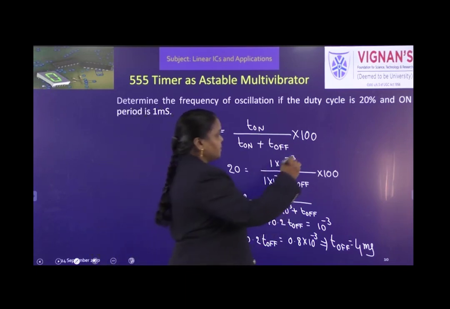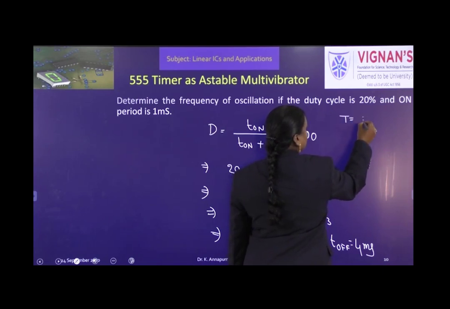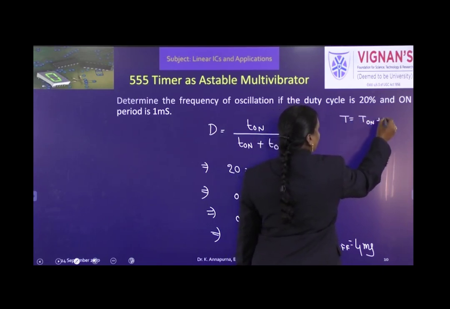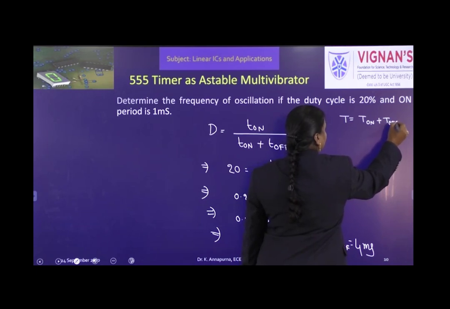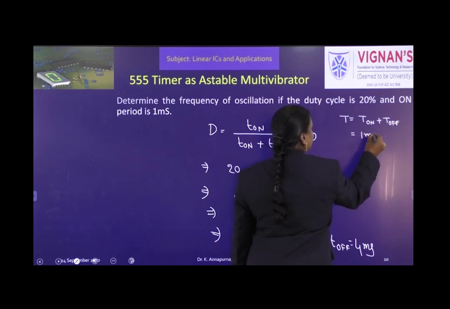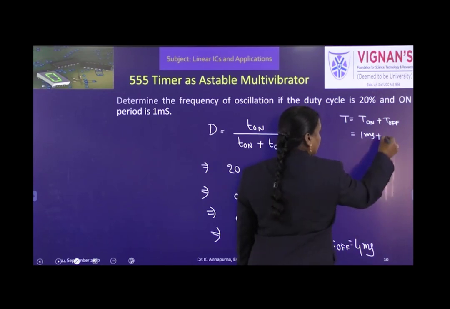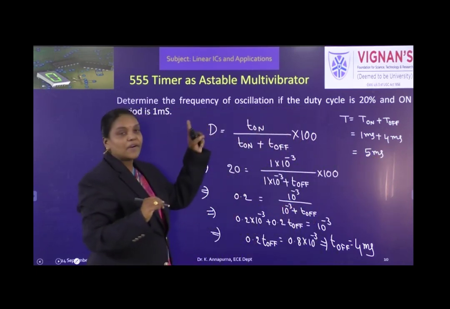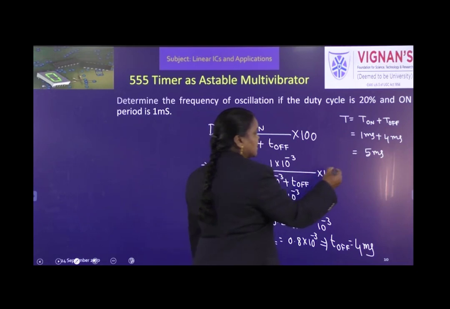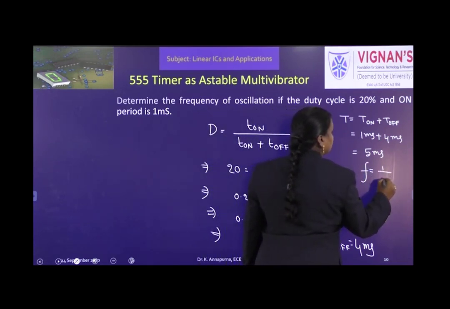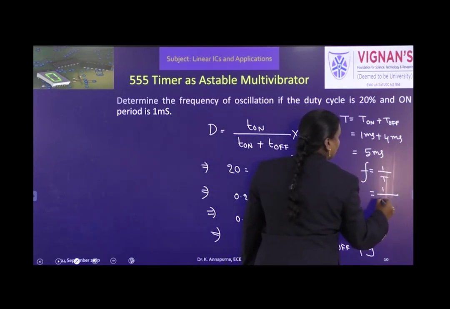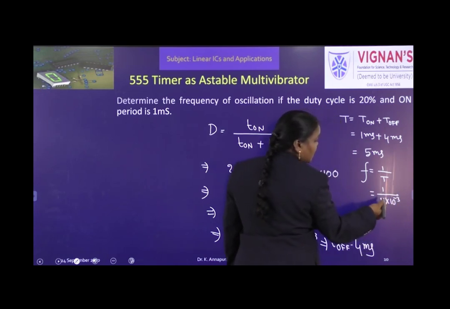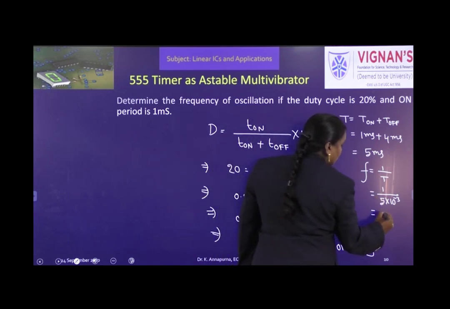Now what is total time? T is equal to T on plus T off. T on is 1 millisecond, T off is 4 milliseconds, so total it becomes 5 milliseconds. But the question is we need to find the frequency of oscillations. So F is equal to 1 by T, so 1 by 5 milliseconds. 1 by 5 means 0.2 K, which means 200 Hertz.